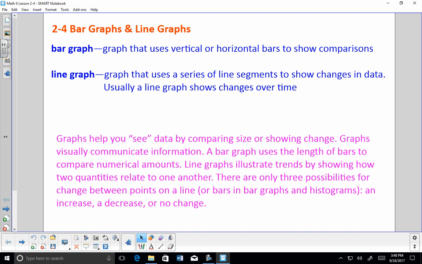Graphs help you see data visually by comparing size or showing change. Graphs visually communicate information. A bar graph uses the length of bars to compare numerical amounts. Line graphs illustrate trends by showing how two quantities relate to one another. There are only three possibilities for change between points on a line or bars in a bar graph or histogram: an increase, a decrease, or no change.